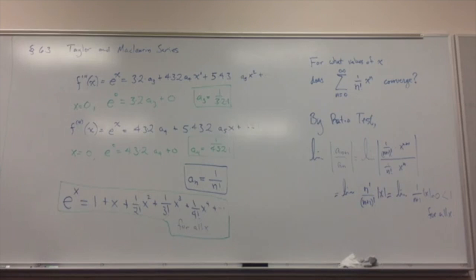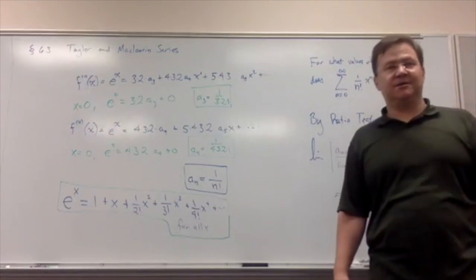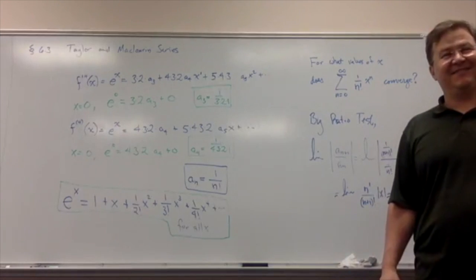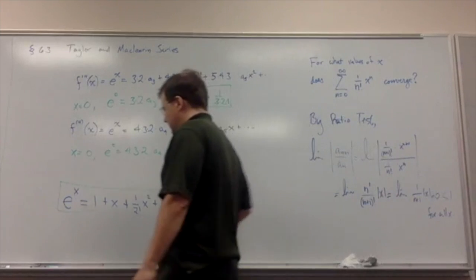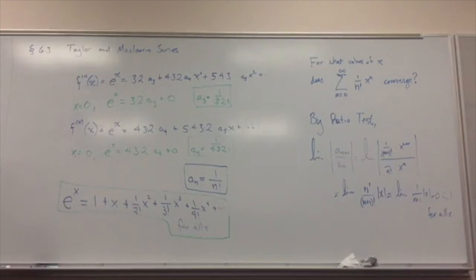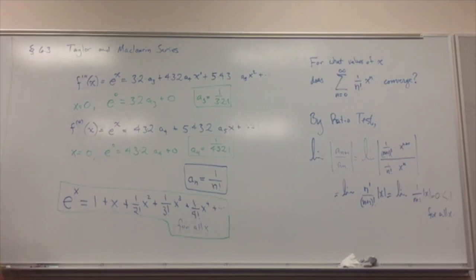And the other ones that I'd like to do are sine and cosine, because the derivatives are easy. So pretty much when you take the derivative and start plugging in zeros, you can solve for that. The only ones I really want you to memorize would be the geometric series, e to the x, sine x, and cosine x.